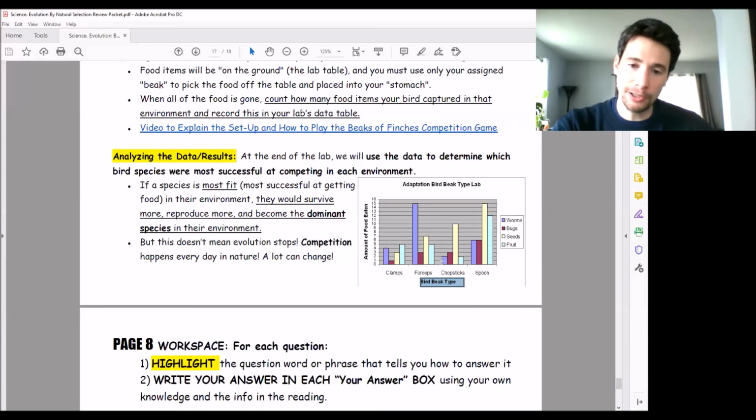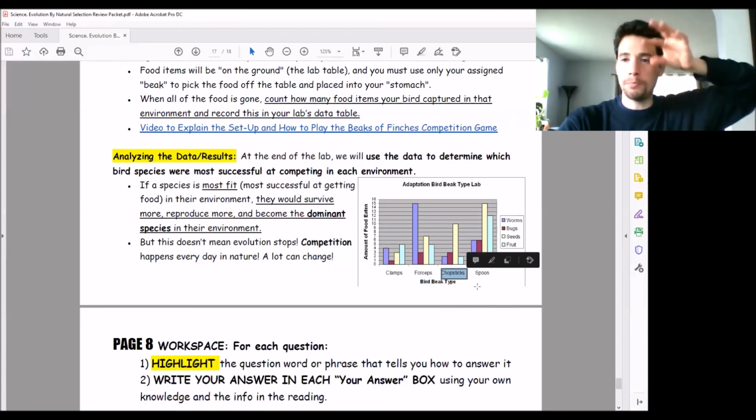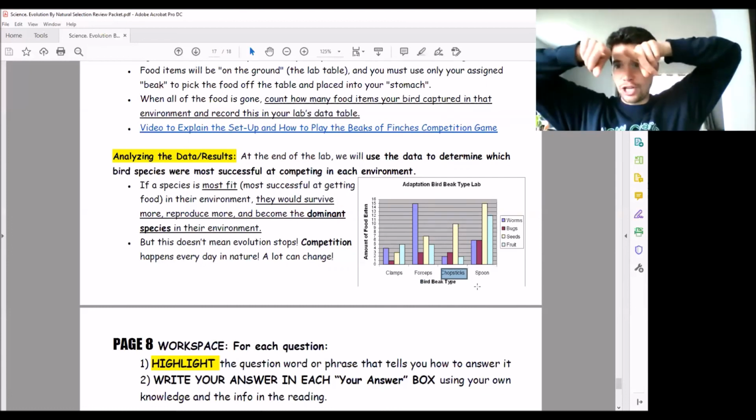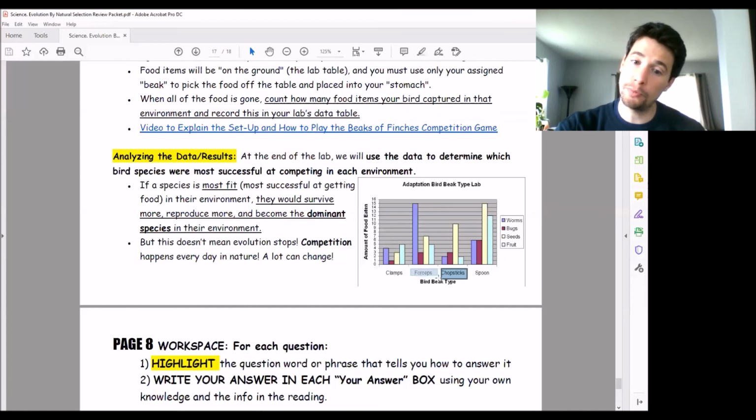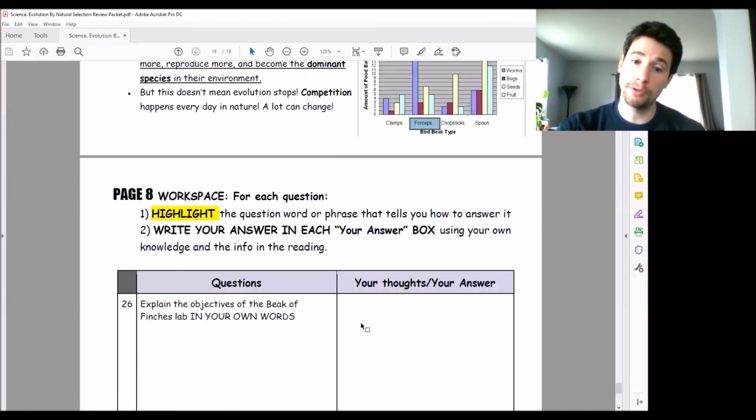And let's look at chopsticks. What if a bird has beaks like really long chopsticks? Are they going to be able to get a lot of worms? No. So the birds with those kind of beaks, they're not going to be successful. They're not going to be able to survive and reproduce. And so those ones are going to end up dying off in that environment, and the birds with this beak type, they're going to be able to survive more.